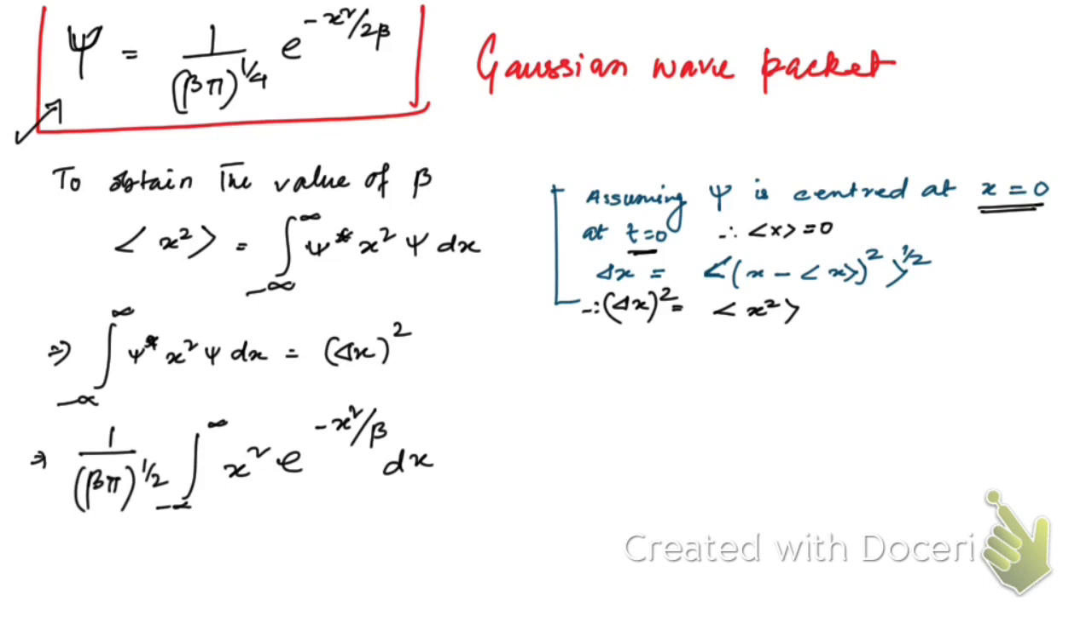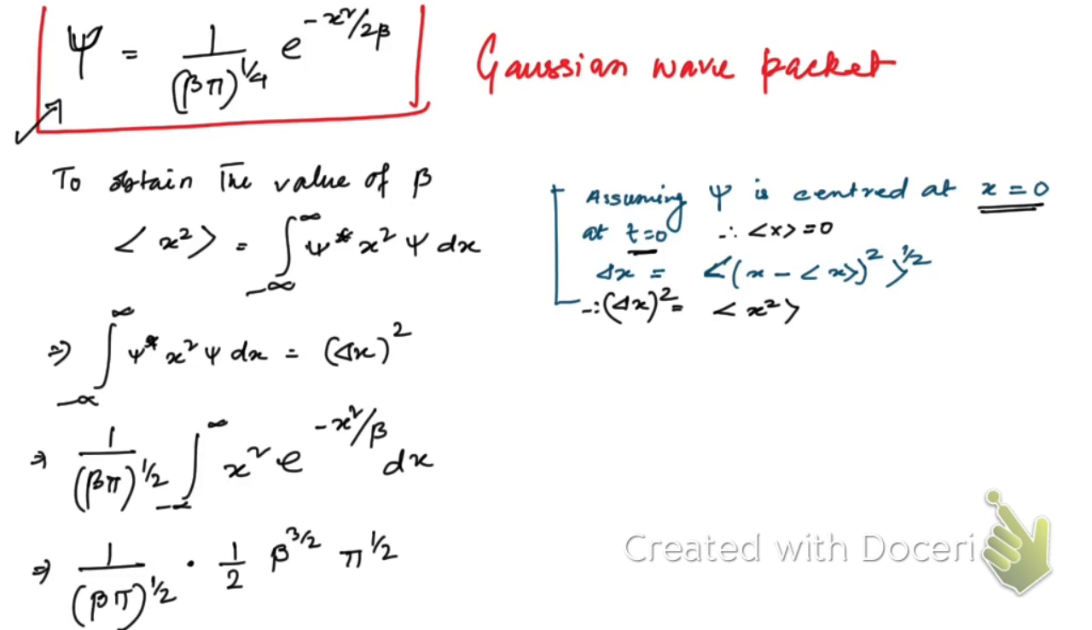So now, how to evaluate this? The result of this integral will be 1 by beta pi whole to the power half, and this integral, if you evaluate it, will give 1 by 2 beta to the power 3 by 2 and root pi. Root pi means pi to the power half. Don't worry, I'm going to show you how to evaluate this. For the time being, just remember this result.